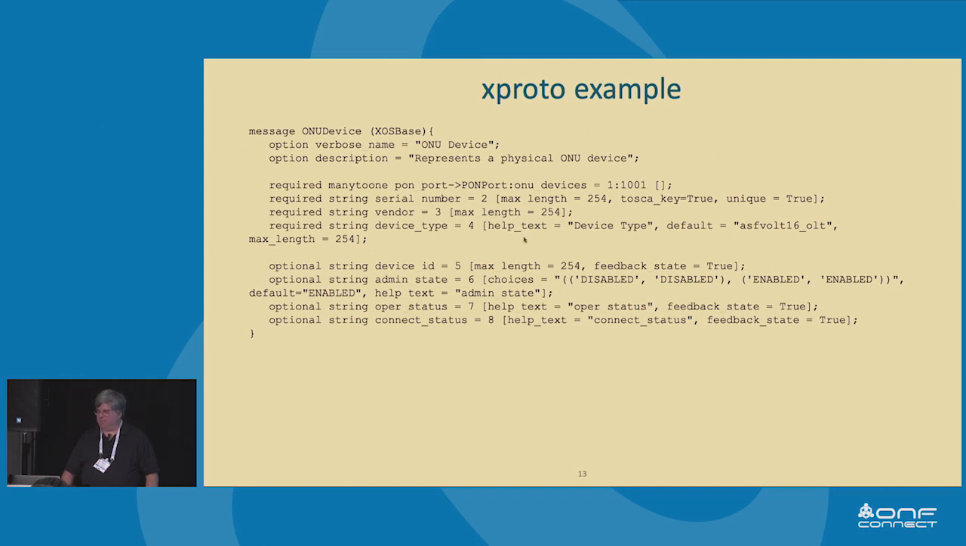There's help text for some of the fields. We can have choices. So a field will have a limited number of choices, which is useful for validation and for display in the GUI. So a lot of this additional value is used in generating all of those additional artifacts.